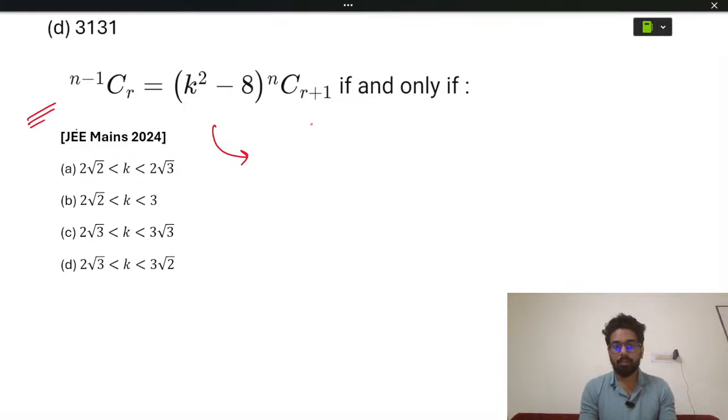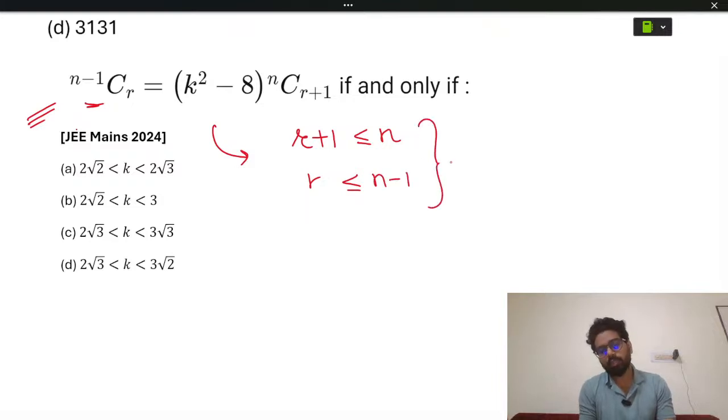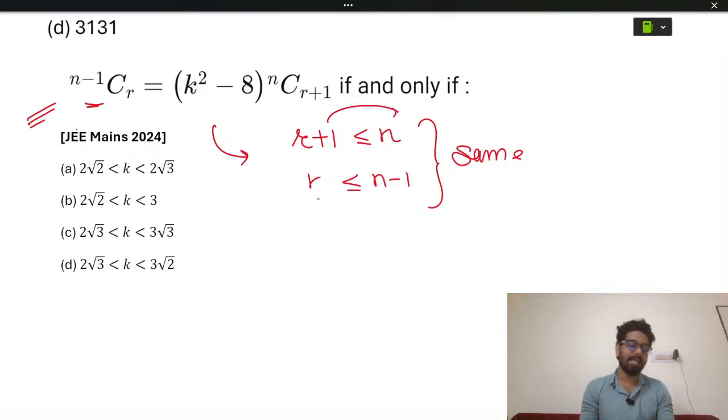So one thing is sure, that r plus 1 should be less than or equal to n. We just said it, that this part should be less than or equal to n. And for this one, what you will say? That r should be less than or equal to n minus 1. Technically, they both are the same, because if you bring it over here, you will get exactly the same thing.